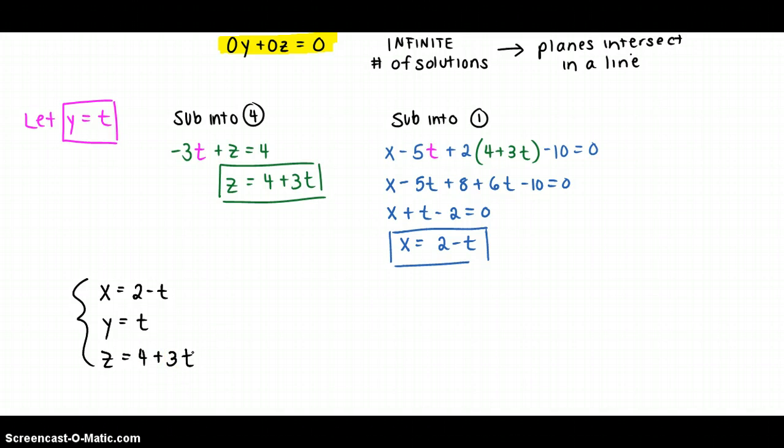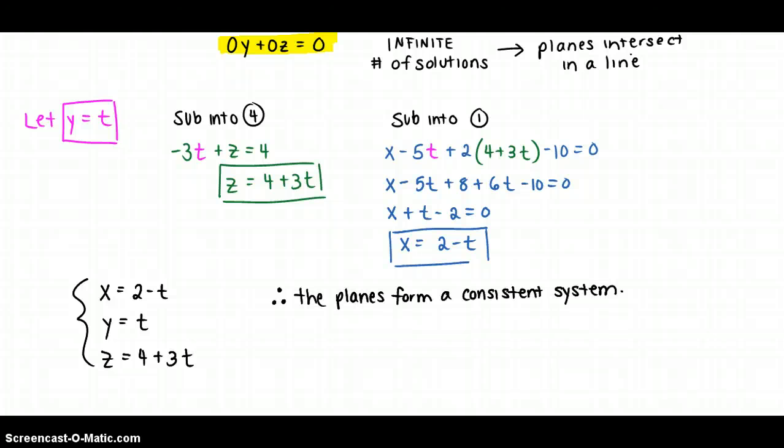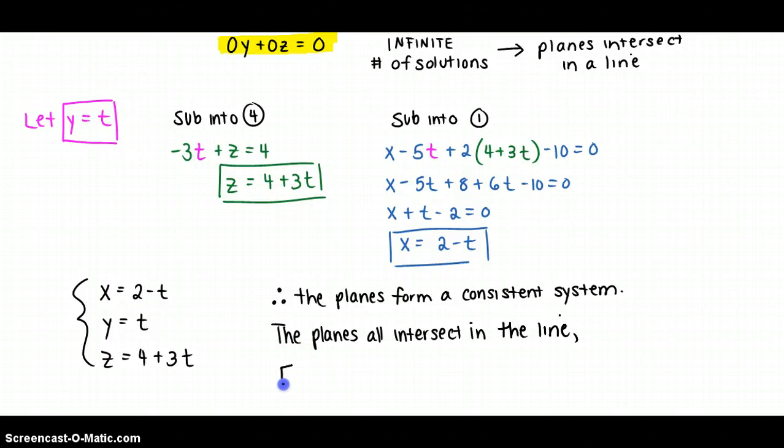And we can conclude that the planes form a consistent system, which means that there are solutions, or there is a solution. As well, the planes all intersect in a line, and we can give the vector equation of that line. Our R0 comes from the parametric equations, 2, 0, 4, plus t, and then our direction vector, just the coefficients of the t values in the parametric equations. All done! Yay!